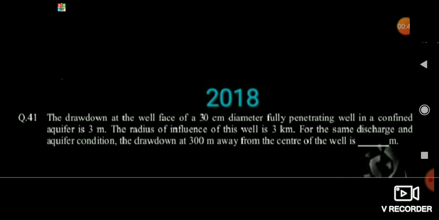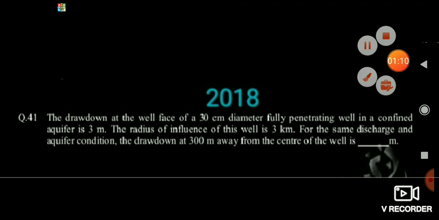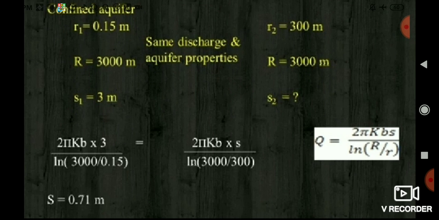In this question it is given that a 30 centimeter diameter fully penetrating confined aquifer has a drawdown of 3 meter. The radius of influence is given, that is 3 kilometer. For the same discharge and aquifer condition, find the drawdown at 300 meter away from the center of the well. So see here the solution. I have initially told you that at the radius of influence the drawdown is 0 and at the radius of the well the drawdown is maximum.